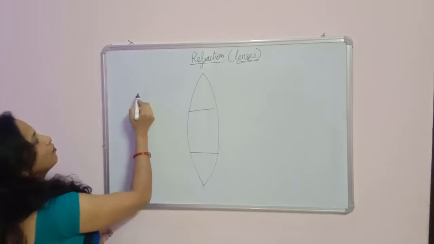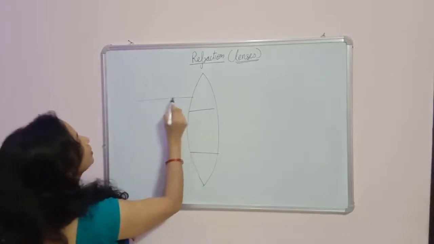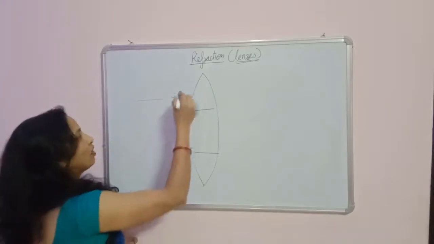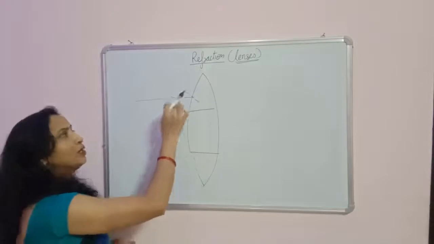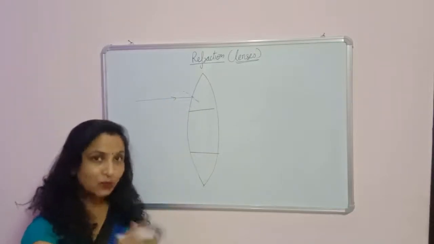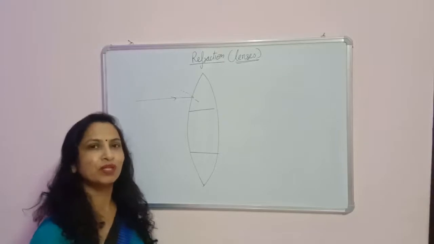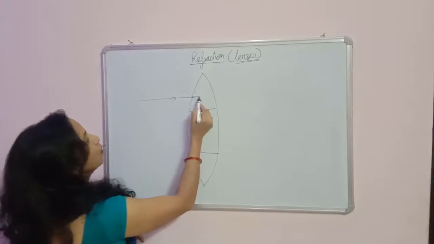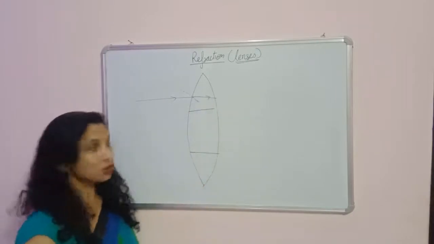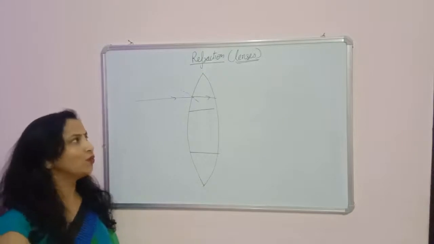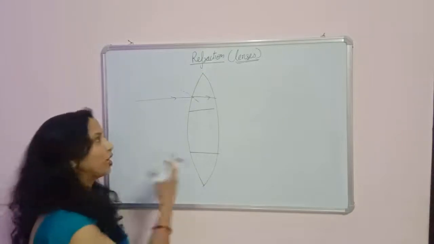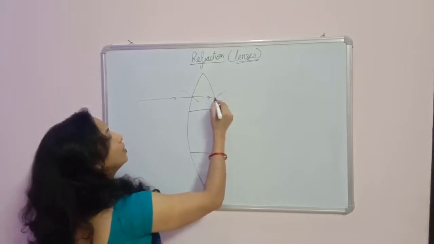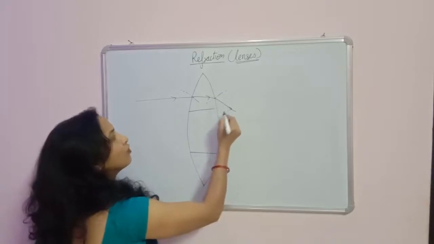So when the light ray falls on it, what happens to this light? We know that this is air and this lens is made up of glass. What will happen when the light rays pass from air into the glass? We know that when the light rays pass from the rarer medium to the denser medium, they bend towards the normal, like this. So this is the refraction. And again, what will happen when this light ray passes from glass into the air? This is a normal, and we know that the light ray will move away from the normal.